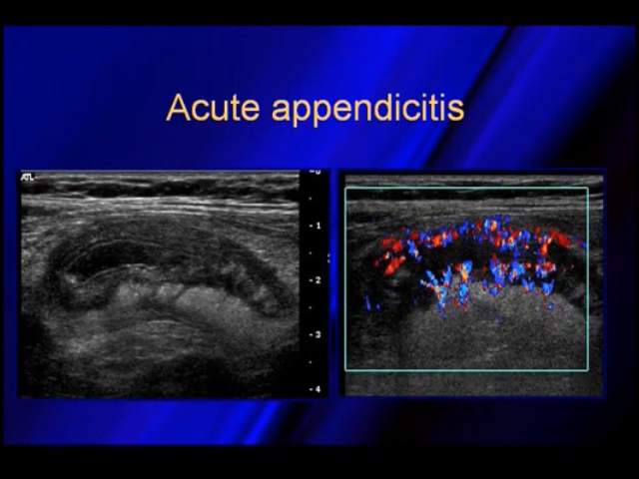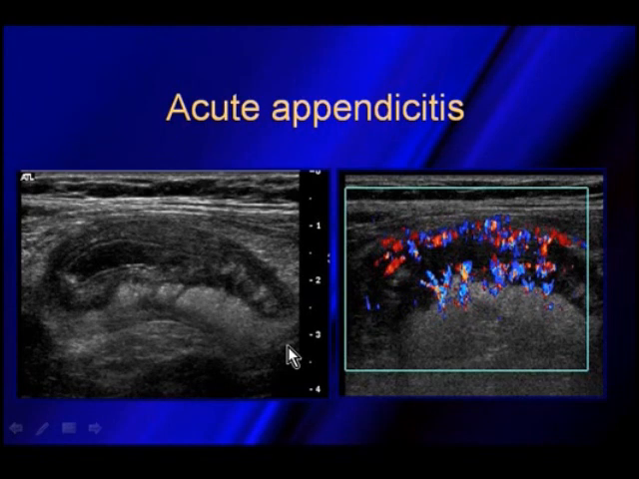You can see this is the same case, a grayscale image of it. Here's the appendicolith and distension of the lumen. You can also use color Doppler and look at the inflammatory hyperemia. Now, the key to diagnosing appendicitis is what we like to call thyroid in the belly. If you look at this area surrounding the appendix, this is just edema of the normal fat that surrounds the appendix.